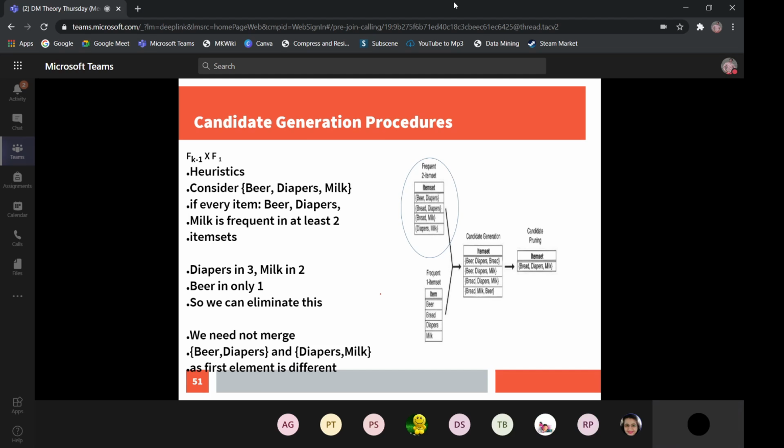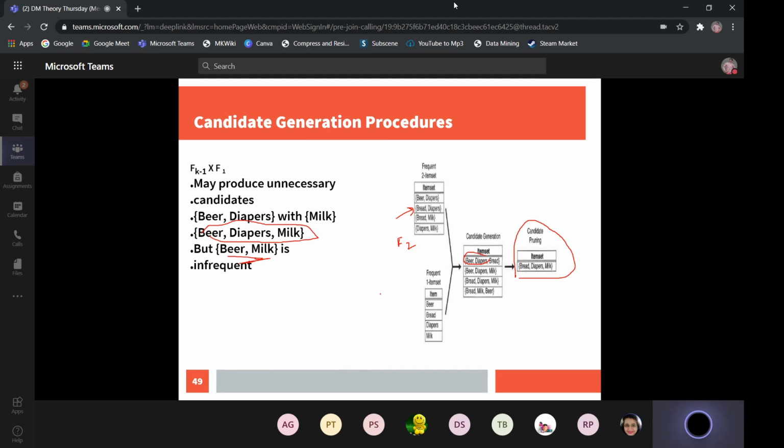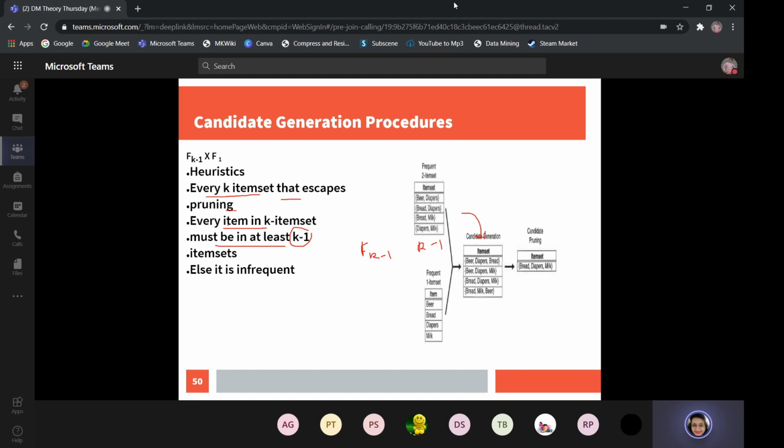Can you please explain it once again? Yes. So what we are doing is discussing how to remove unnecessary candidates. One heuristic, and a heuristic means something that has been noticed before, a trend, some previous knowledge that we are using, is saying that if there is a k item set and it is escaping pruning, you have to check whether every item in this k item set, so this is a three item set, is there in at least k minus 1 item sets at the previous level.